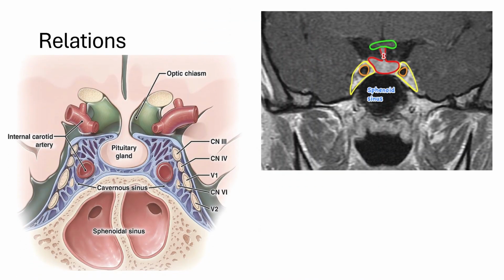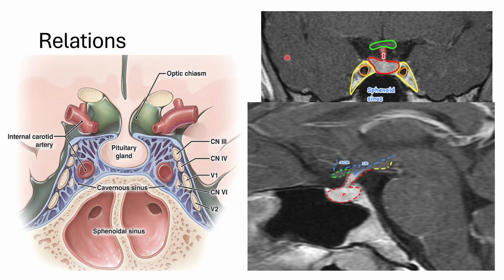Now the relations of the sella turcica or pituitary fossa. The superior relation is the optic chiasm. We can see here, in this sagittal image, this is the optic chiasm superiorly. This is the hypothalamus, and the suprasellar cistern. We can see here, this is the suprasellar cistern. So these are the superior relations.